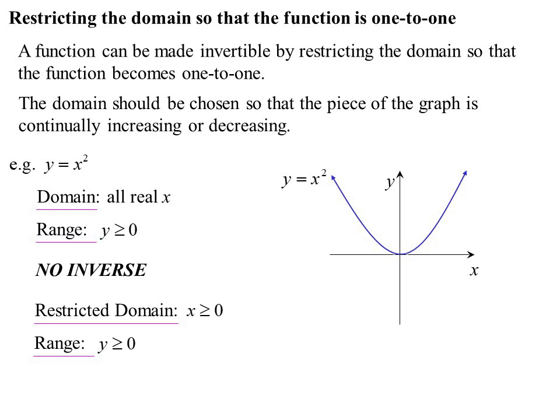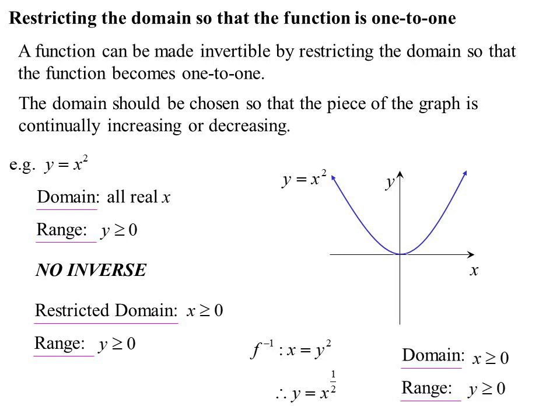This one, the logical one to pick, would be x is greater than or equal to 0. If we just look at that piece of the parabola, it's always going up. So that's going to become our restricted domain, and the range doesn't change. We still get the complete range with that piece of the parabola. So y is greater than or equal to 0. Swap the x and the y's around, and we get y is equal to x to the power of a half. Its domain will be x is greater than or equal to 0. Its range will be y is greater than or equal to 0.